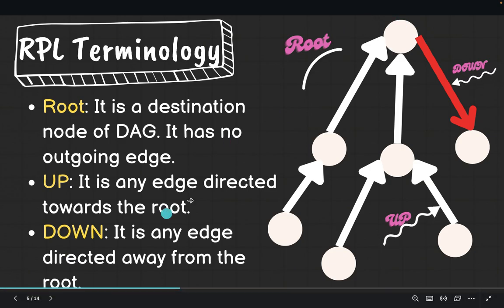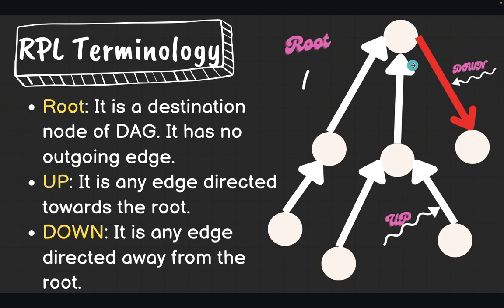And down, in the sense, is the edge directed away from the root. For example, in this figure, this is the root, and the path taken from the root to the downward node is called a down link, or you can say a down edge, and hence I have written down with a red color arrow. It is the edge directed away from the root.